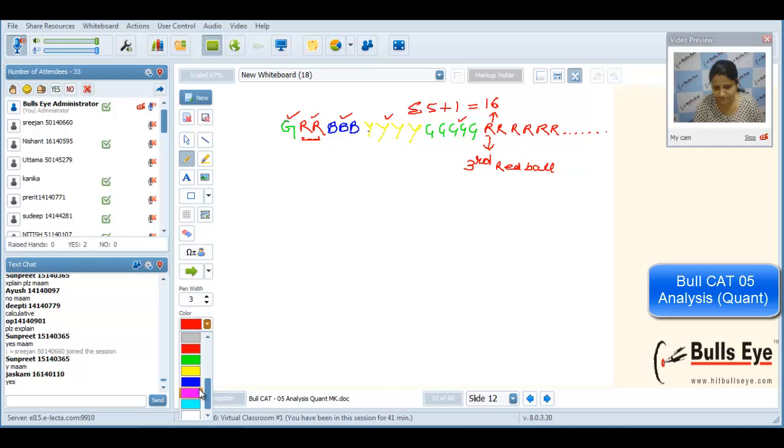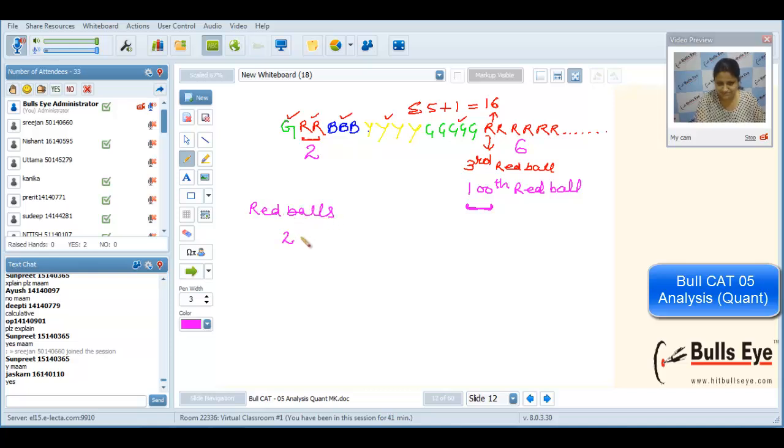That is the thing actually. So now come to the question. The question is asking, if we take the 100th red ball, what will be its actual place in the whole series, in the whole sequence? First of all, we want to calculate the 100th red ball. See, first of all, we are placing 2 red balls. Then we will place 6 red balls. If we talk about only red balls, we will place first 2, then 6, then 10, then 14, then 18 and so on.